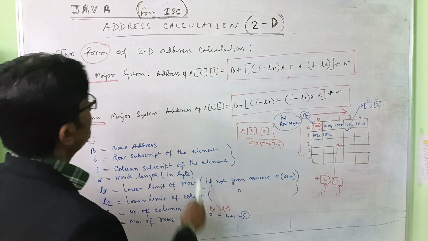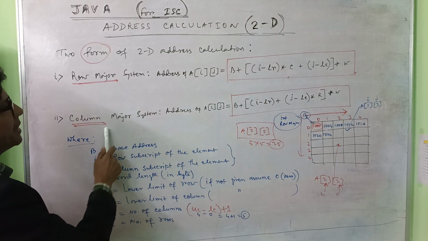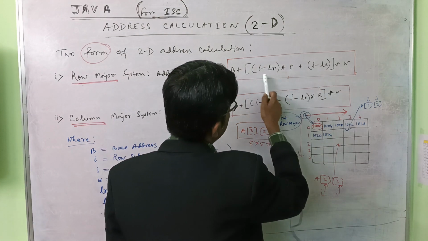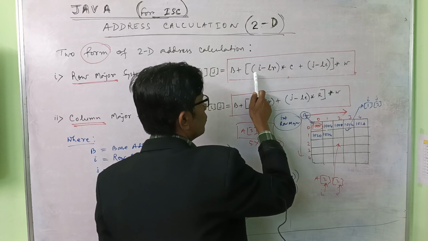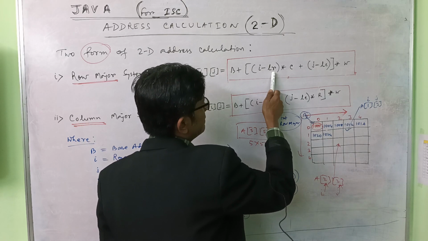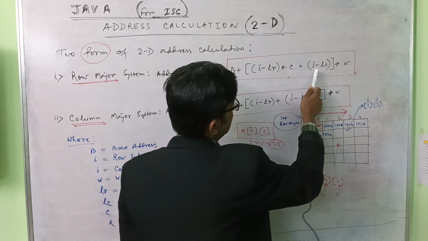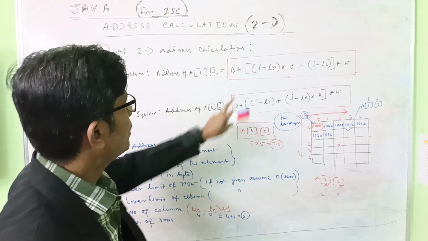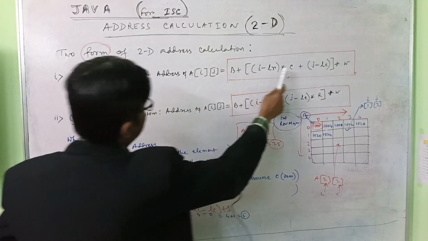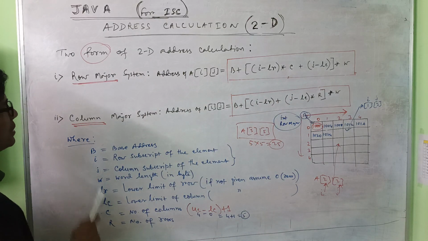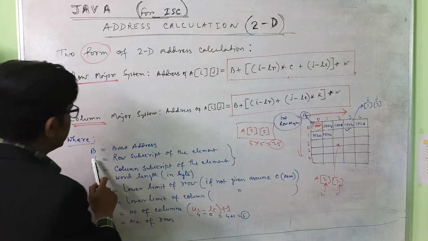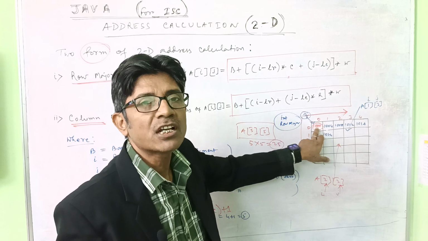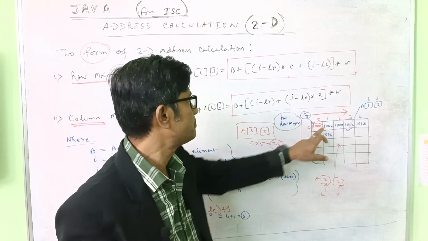Now I have written the two formulas, for row major and column major. For row major, I have written B plus, within square brackets, open and close parenthesis, I minus LR, and into C plus J minus LC. This formula is used whenever we follow row major. Now I explain all the variables. B means the base address, the memory position of the starting element, which is called the base address.